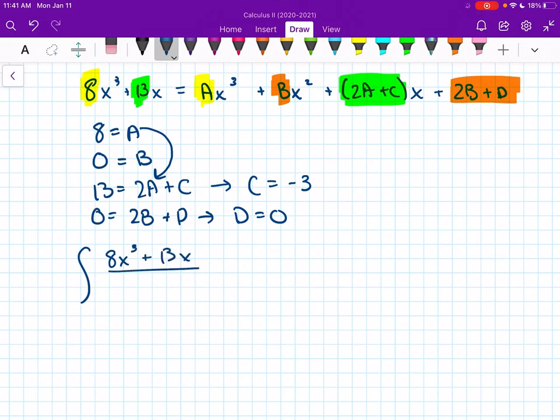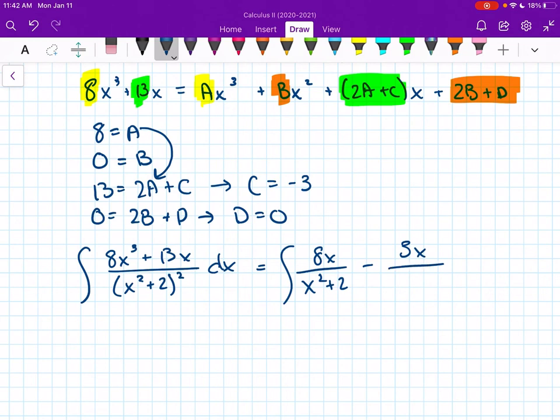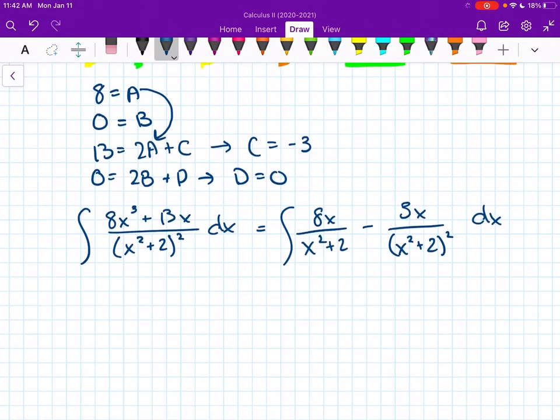So then when I go through and do my partial fractions and rewrite my integral, I have the integral of 8x cubed plus 13x over (x squared plus 2) quantity squared dx. And that's the same thing as the integral of 8x over x squared plus 2 minus 3x over (x squared plus 2) squared dx. Then we're going to do some fun u substitution on both of them.